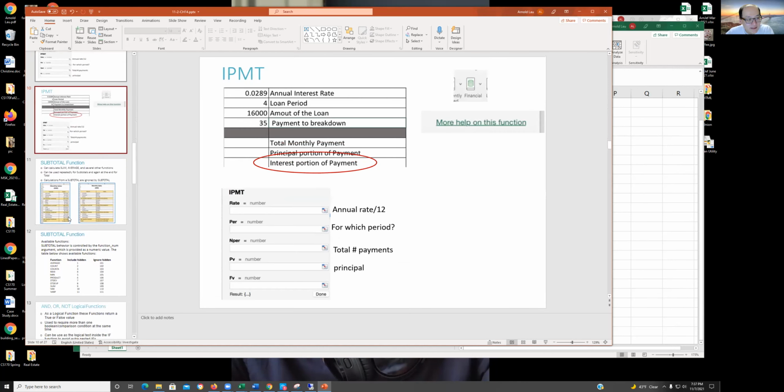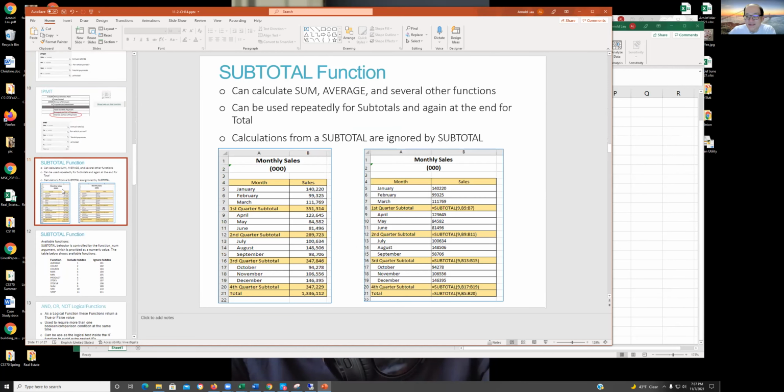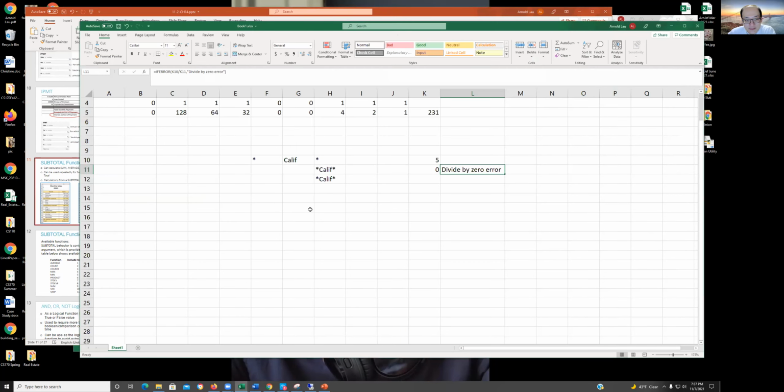Okay, so that's continuing with PMT. All right, so subtotal is interesting here, okay? What is the difference between subtotal and sum? Okay. So I'm going to put in some numbers here. Okay, so we're used to seeing something like this, right? And I'm just going to make this more clear by saying equals SUM.